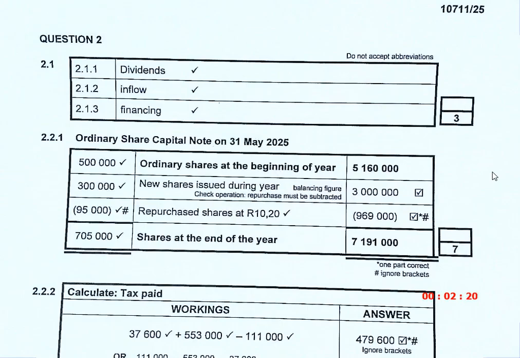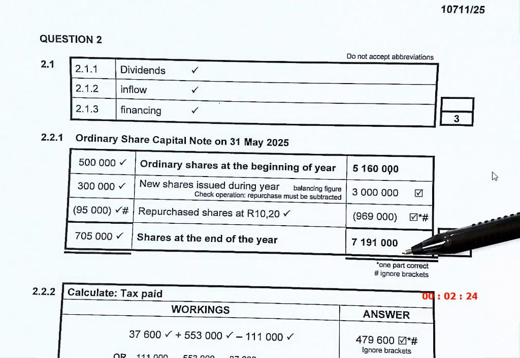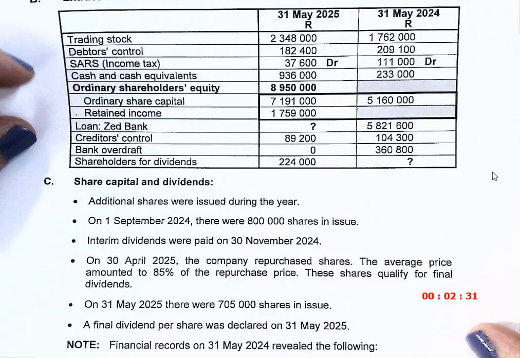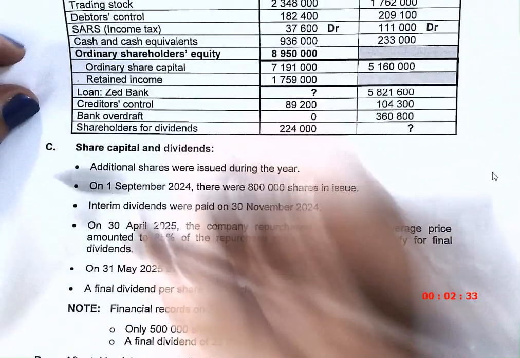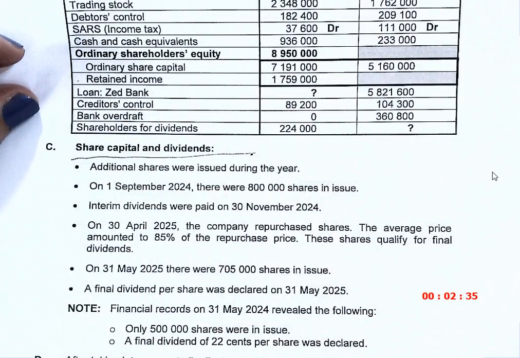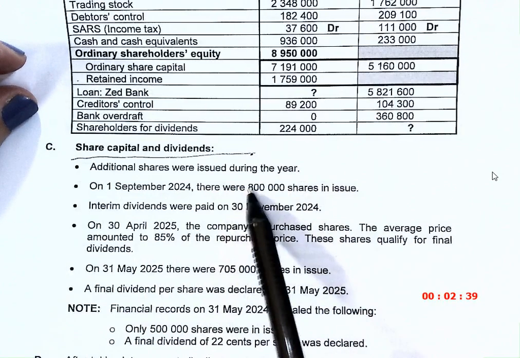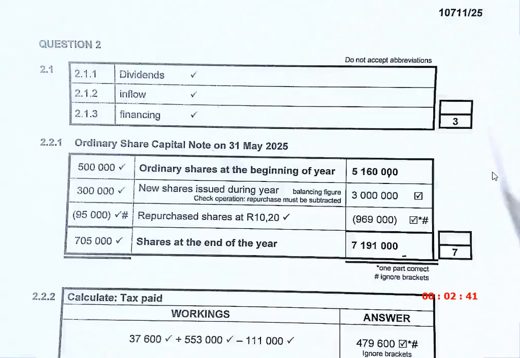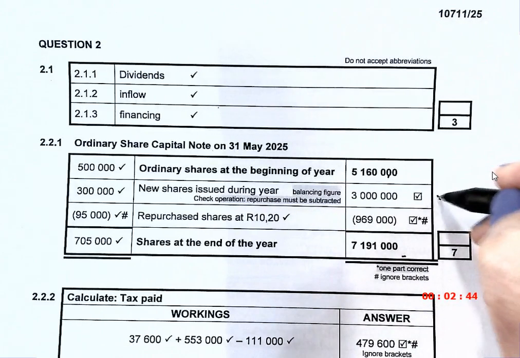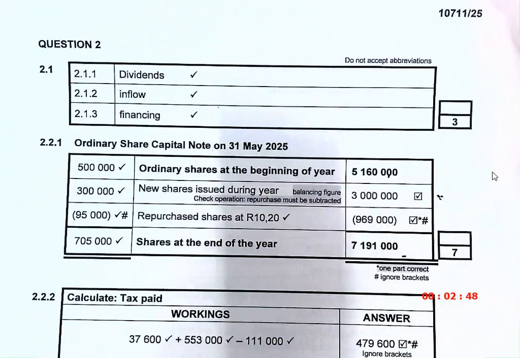Now you can see they already put in the opening and the closing. The easy stuff is already done for you. Now let's go look. And it's very important that you see that these people help you by giving you headings. Okay. So, additional shares were issued. Can you see there's no figure? Which means this one is going to be a balancing figure. Does that make sense? So it means that everything else you're supposed to be able to calculate.